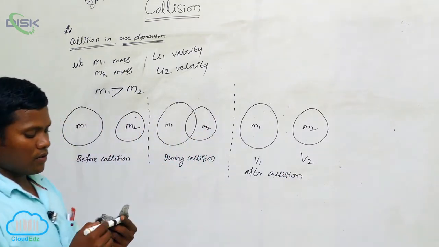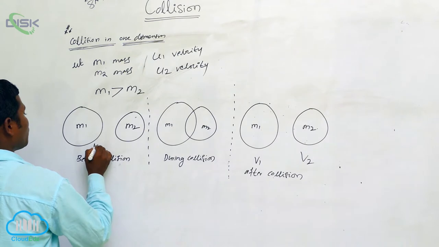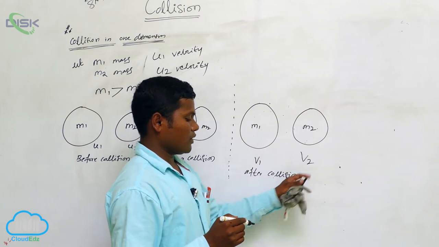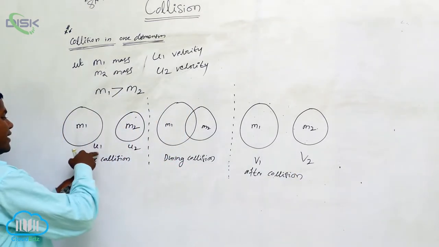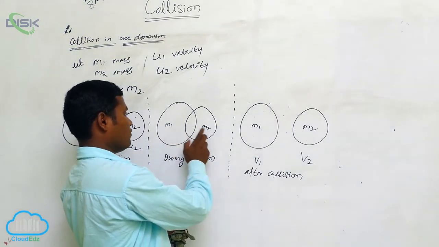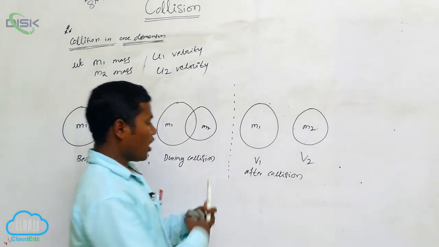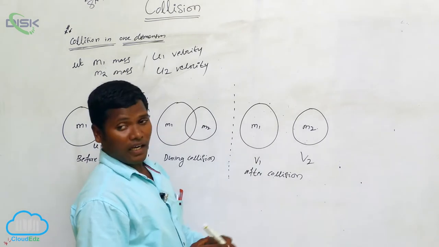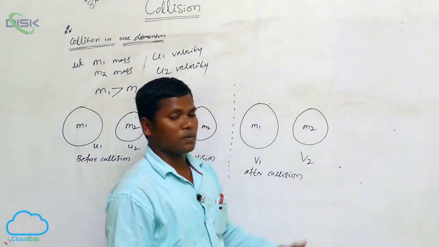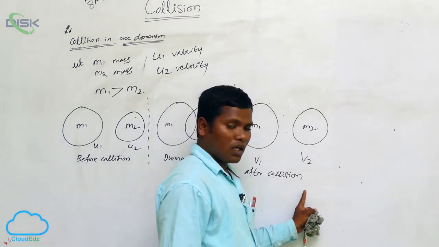Okay, all of you see these diagrams, then you can understand everything. So here M1 mass, M2 mass. What is the velocity here? U1. What is the velocity here? U2. So here what is the velocity? V1 and V2. So M1 mass has U1 velocity, M2 mass has U2 velocity. Next, M1, M2 interaction. Okay, after the collision, what happened? The M1 acquires the velocity V1. Next, the other one acquires V2. This one is before collision, next during the collision, next after the collision.